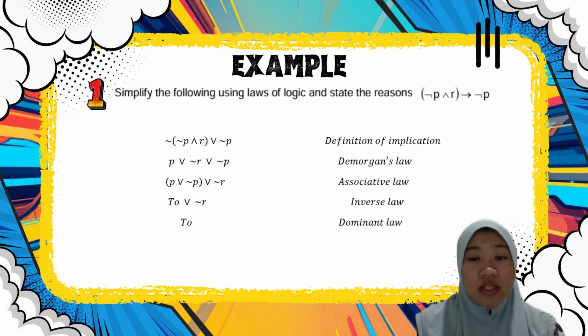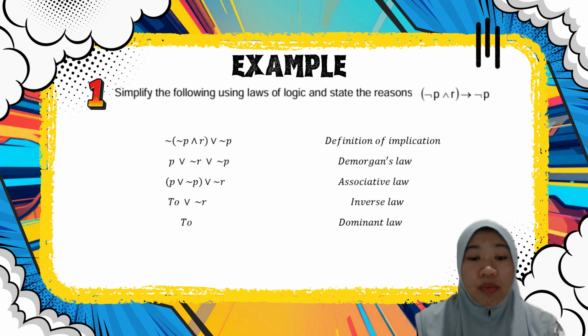The first one is in bracket negation P and R implies negation P. We will use definition of implication. We will get negation in bracket negation P and R, or negation P. And then we will expand it using De Morgan's law. We will get P or negation R or negation P.